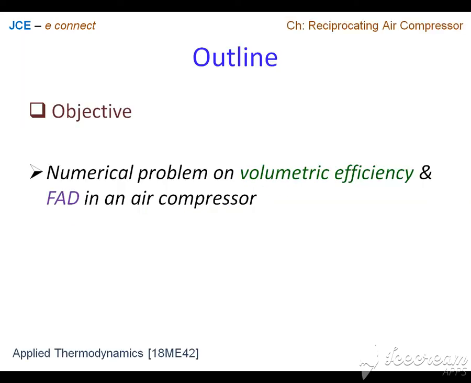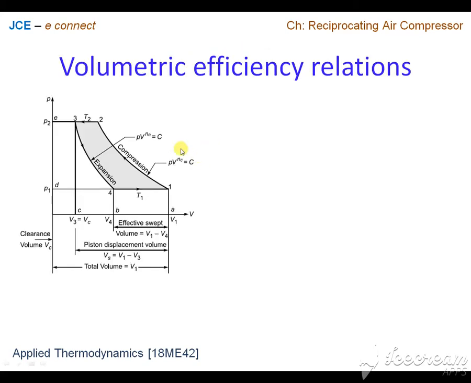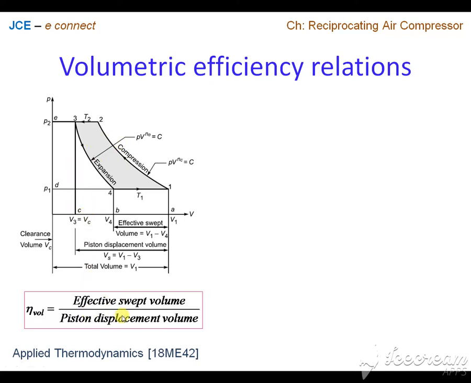In today's lecture, we are going to look at a numerical problem based on volumetric efficiency and free air delivery. Before taking up the problem, let us list the equations which we have derived in the previous class. Based on the PV diagram, we defined volumetric efficiency as shown here, and by plugging in the corresponding volumes, we arrived at a final equation for volumetric efficiency as shown here.